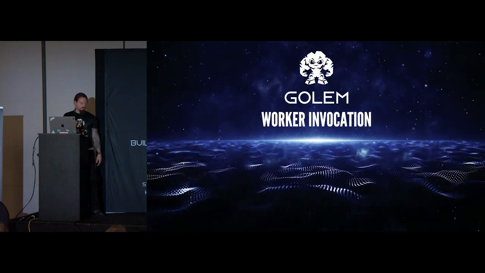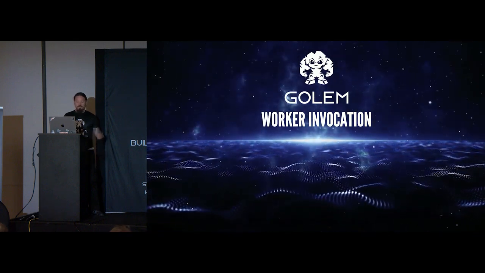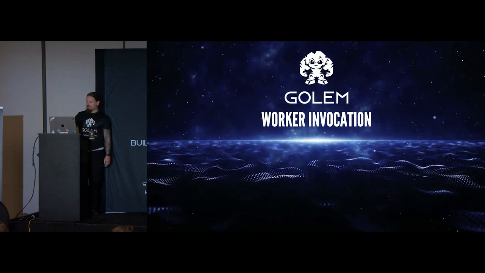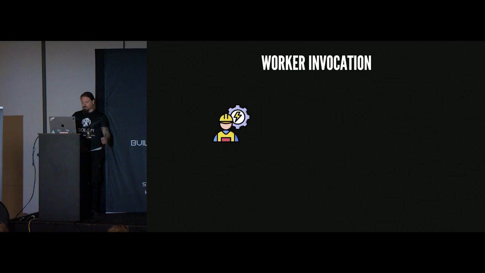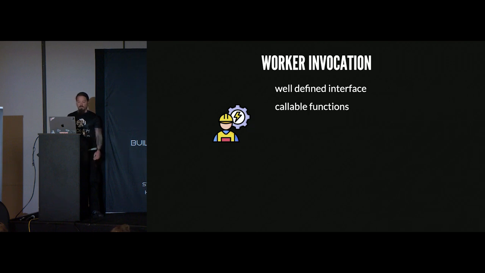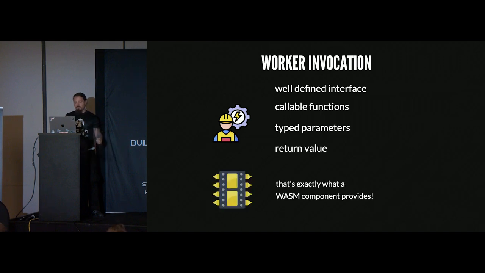So the first thing that Golem is doing and is heavily relying on the component model is worker invocation. As I said, Golem is running workers, but these workers are not just something that you fire up in the cloud, and it starts running until completion. A worker is something with a well-defined interface. It has callable functions. These callable functions have typed parameters and return values. And this is exactly what a WebAssembly component is.